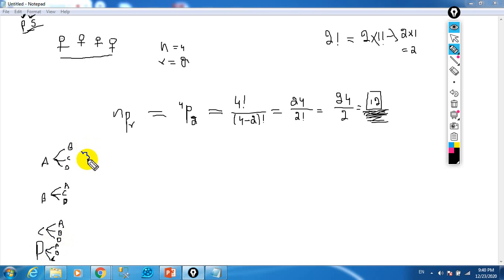So 3 plus 3 plus 3 plus 3 is equal to what? We can say this is equal to 12. So 12 is the combination.